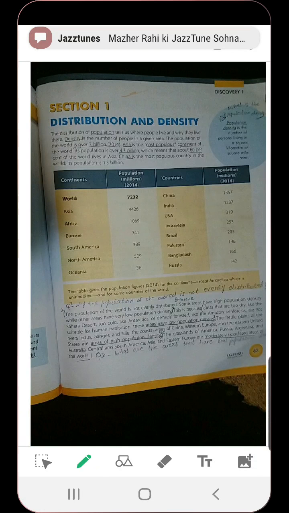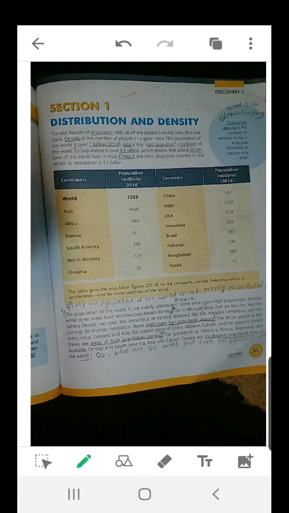So these areas have very low density of population. The fertile plains of the rivers Indus, Ganges and Nile, the coastal areas of China, Western Europe, these are all the places where density is high.